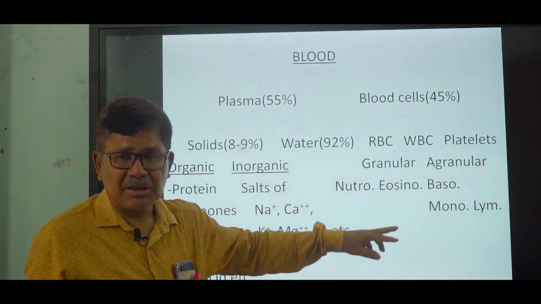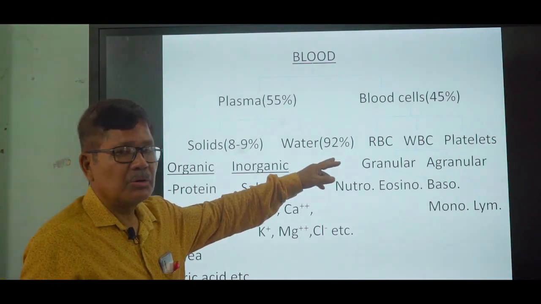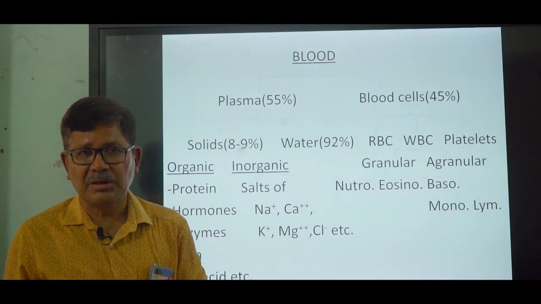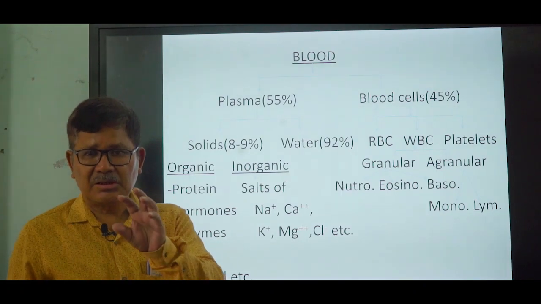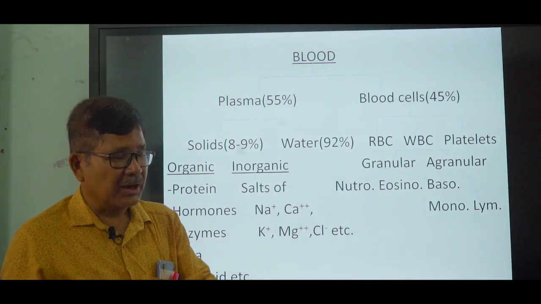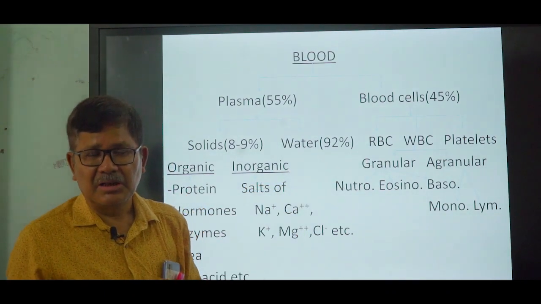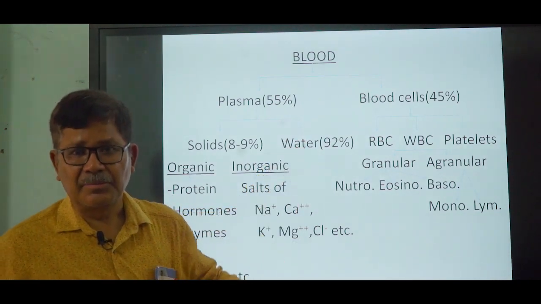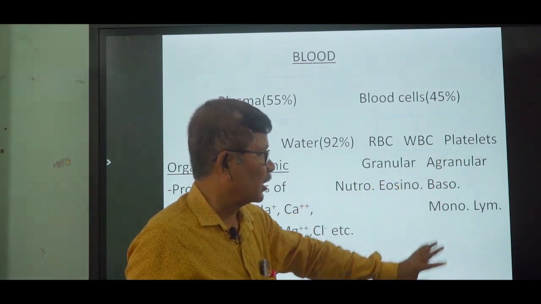RBC is red in color because inside the RBC the hemoglobin is there, a conjugated protein. Hemoglobin is a conjugated protein. It consists of heme molecule and globin protein. Due to this heme molecule, RBC is red in color. As a result, whole blood looks red in color. WBC has no color, and platelets have no color.